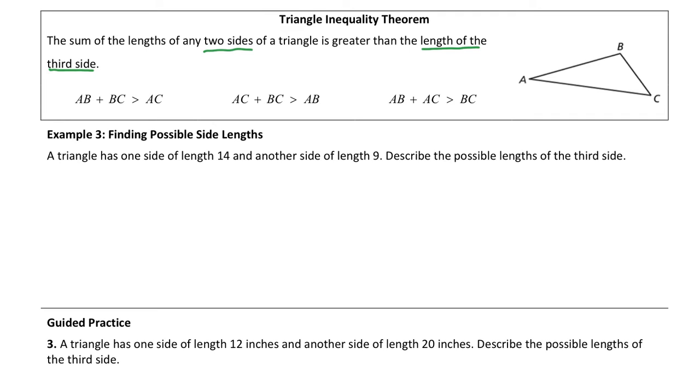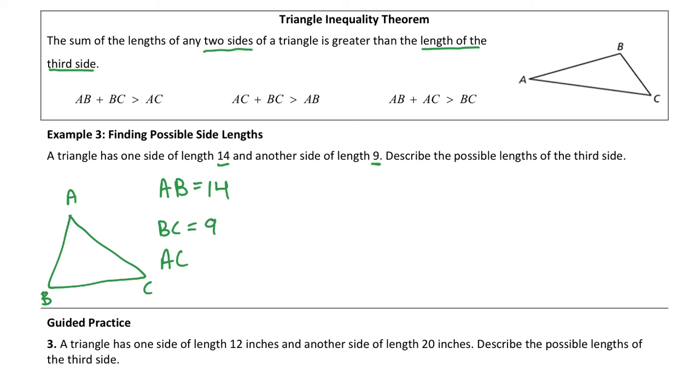So to illustrate that, we're going to cover example 3, where we're given two sides of a triangle, and we have to find the possible lengths of the third side. So let's just say this is triangle ABC, and this is not to scale at all, so don't read into this at all. Okay, let's just say that AB is 14 and that BC is 9. We have to find the possible lengths of that third side.